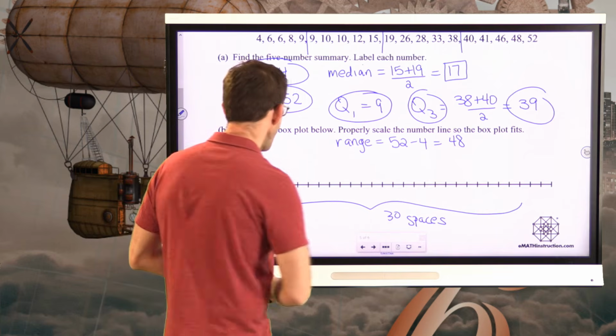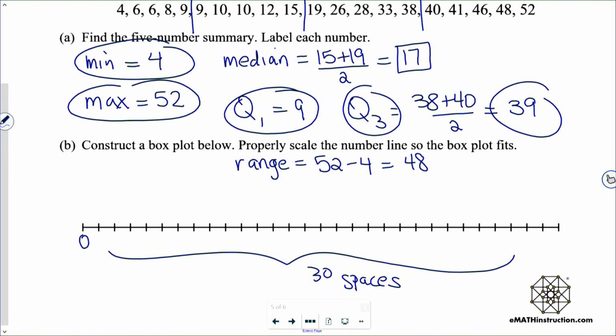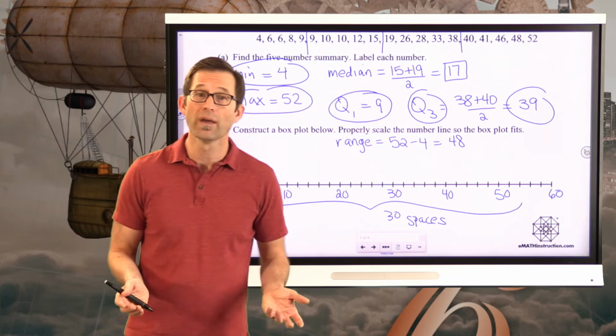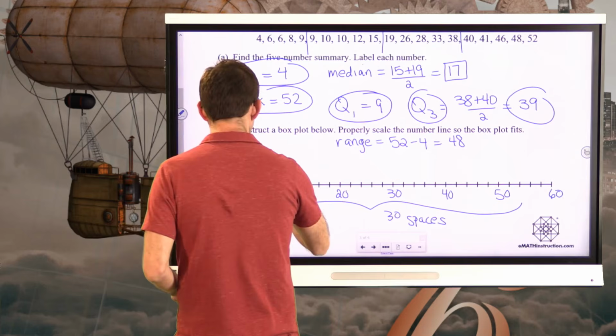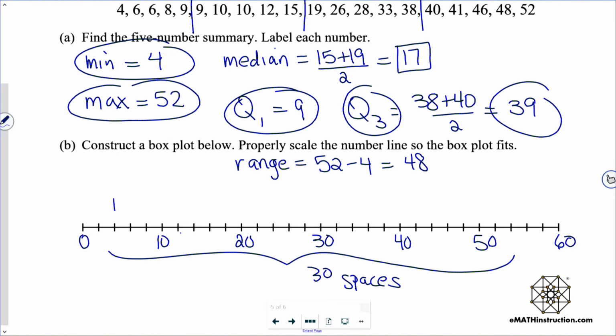So literally, I will now put a 0 here, 2, 4, 6, 8, 10, 2, 4, 6, 8, 20, 2, 4, 6, 8, 30, 2, 4, 6, 8, 40, 2, 4, 6, 8, 50, 2, 4, 6, 8, 60, and maybe get a little 0 there to make it 50 instead of 5. And everything's now going to fit, right? Now I can put my minimum down at 4. Be careful, it's going to be right there. My maximum at 52. It's going to be right there, right?